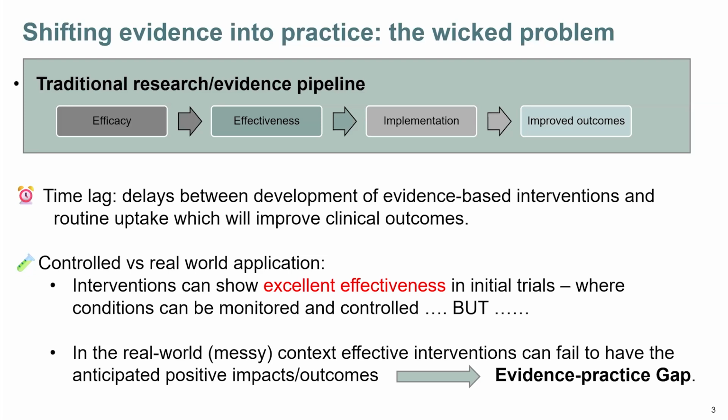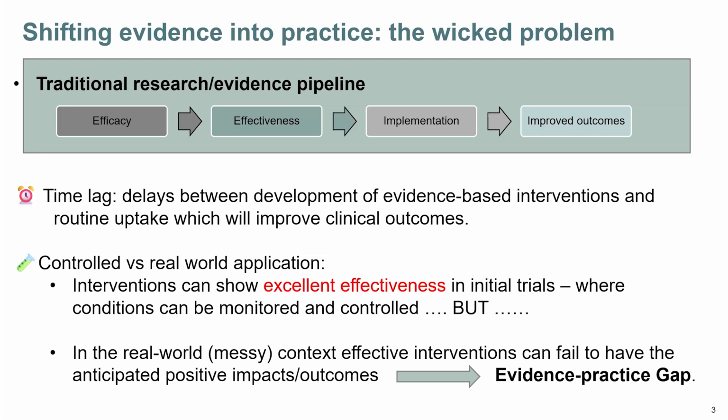Once we've developed evidence and moved through efficacy trials into effectiveness trials, where we know that the intervention or evidence-based practice actually works, as we hope it should, then we get into this space of implementation. This is where we start to see other problems emerge, and this is when we see a collision, in a sense, of controlled conditions and real world applications.